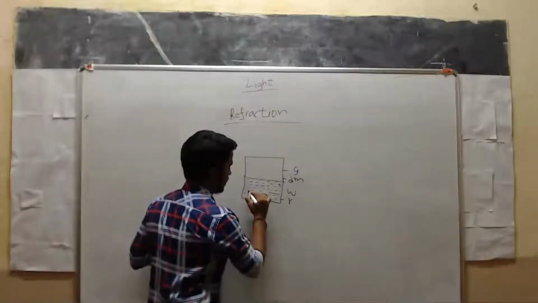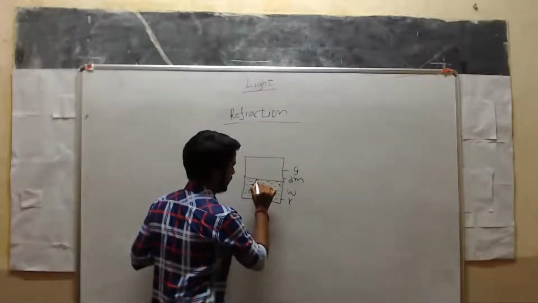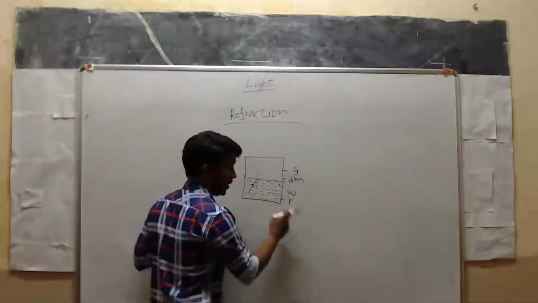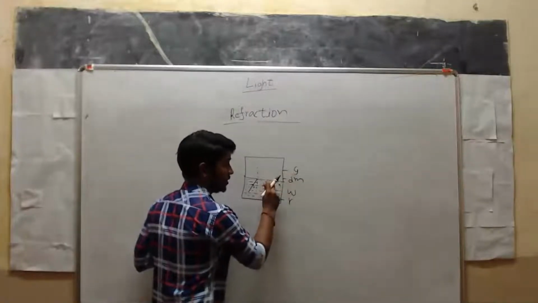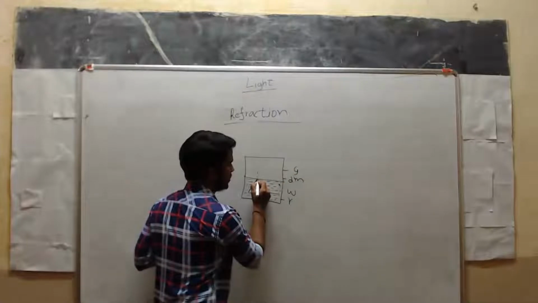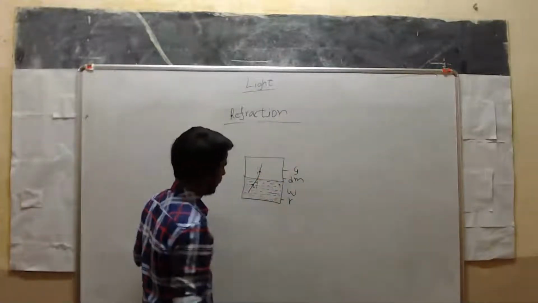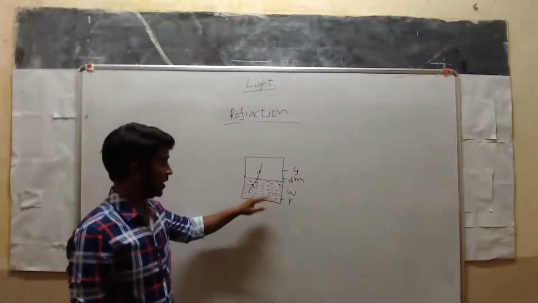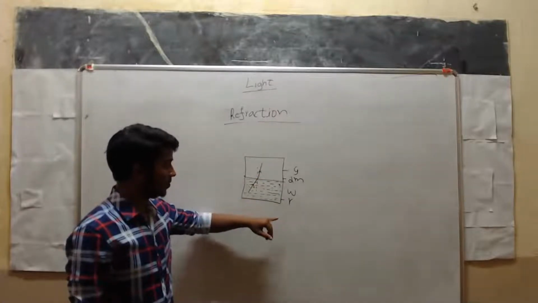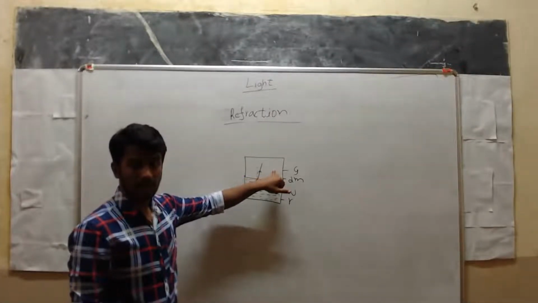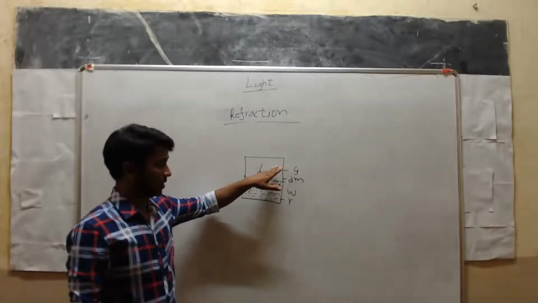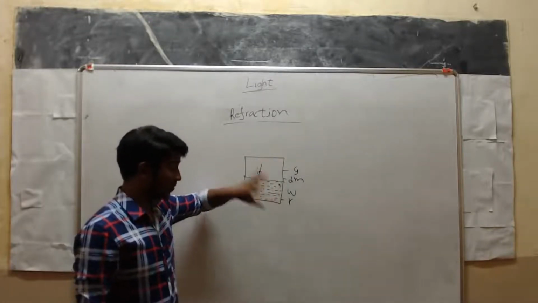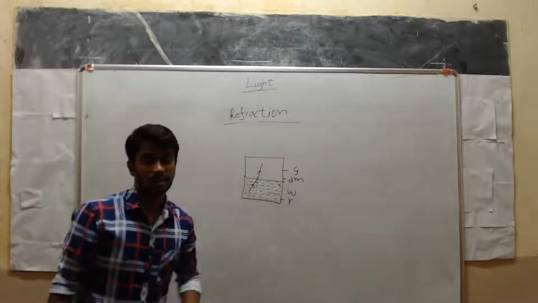Now I am passing a ray of light from rarer medium to denser medium. So how does it bend? I am passing a ray of light from rarer to denser, so its speed decreases. That's why it bends towards the normal. Why? Because here the speed of light decreases. The speed of light in the glass medium is less compared to the speed of light in the rarer medium.